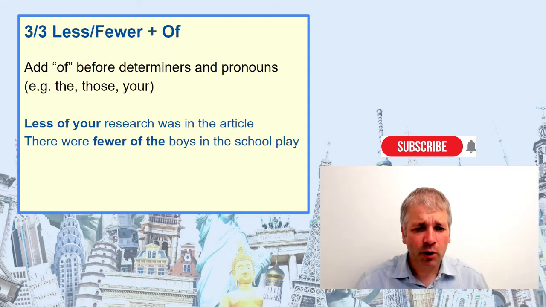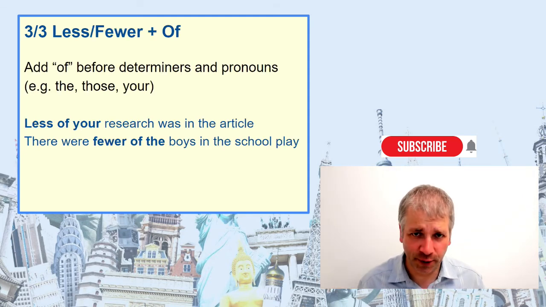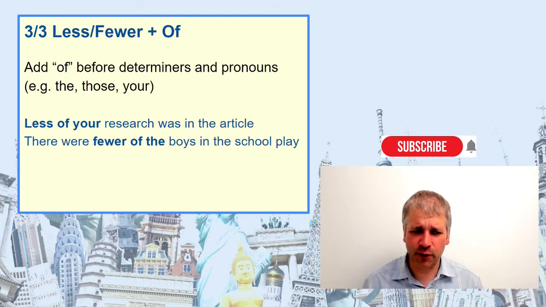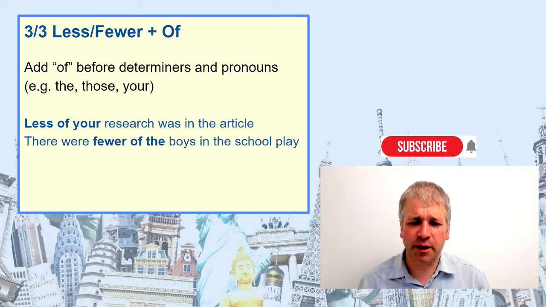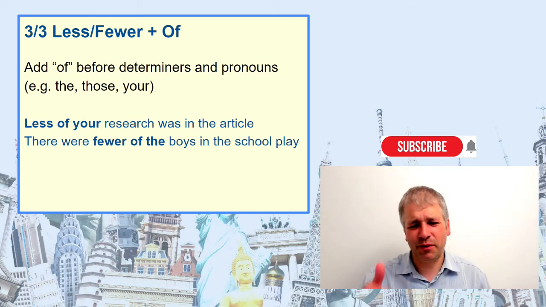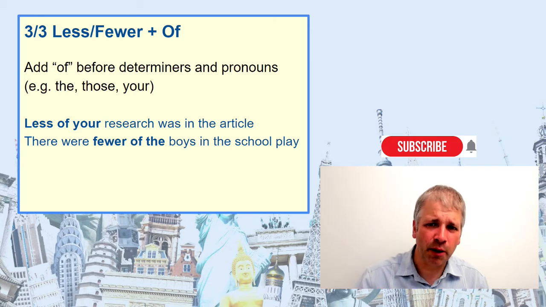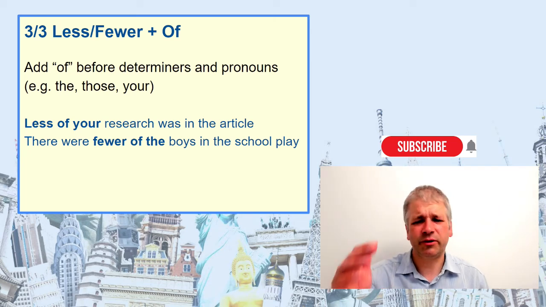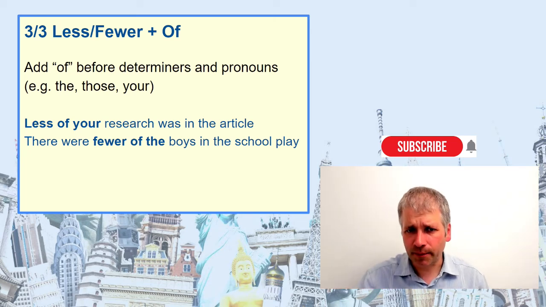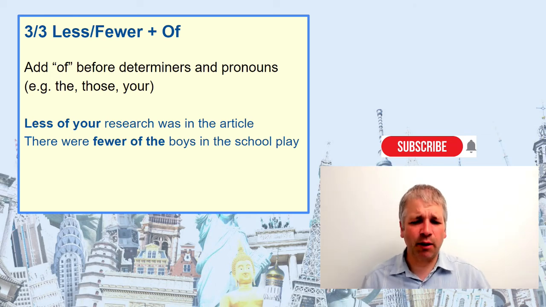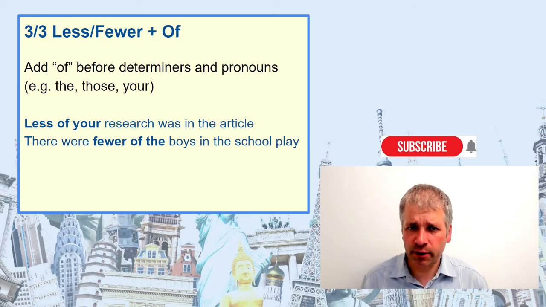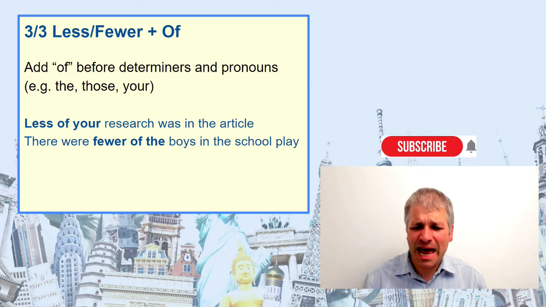Finally, sometimes we can put of after less and of after fewer. And this is before determiners and pronouns. So these are words like the, those, both, not, your, my, her, his, and so on. So, for example, less of your research was in the article. We wouldn't say less your research.